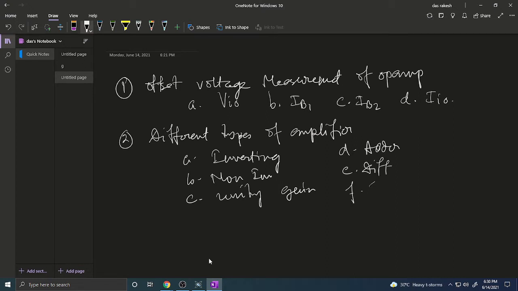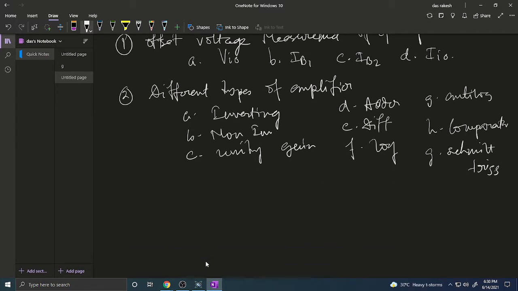F is known as log amplifier. In G, we study about anti-log amplifier also. And then the non-linear operation. For the non-linear operation, we study about comparator and Schmitt trigger. So these are very important. Okay, so this is the second practical of operational amplifier.